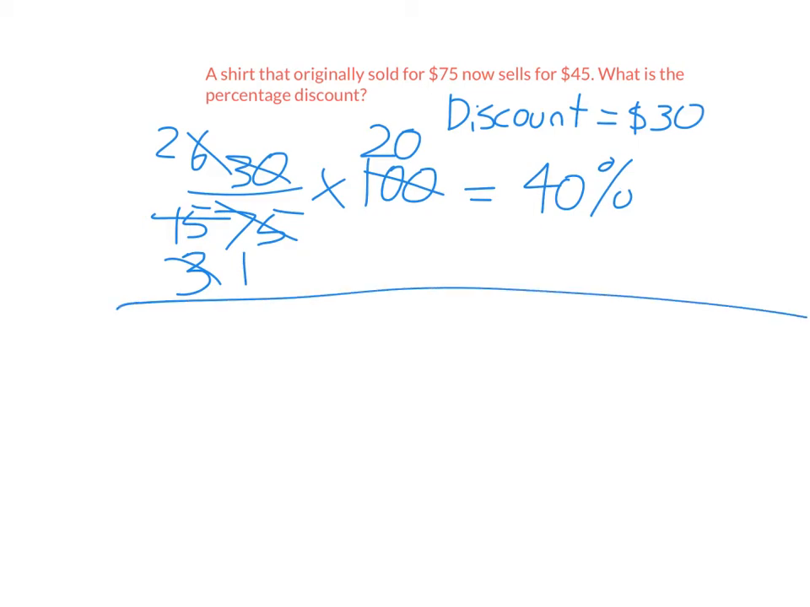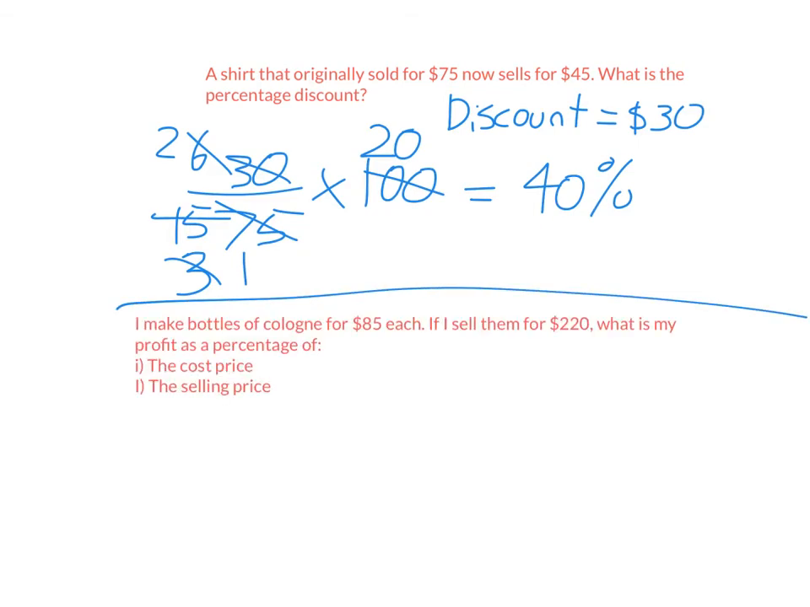All right, let's look at another question. So let's have a look at this question here. So I make a bottle of cologne for $85. I sell each of them for $220, and I'm going to find my profit as a percentage of both the cost price and the selling price. So as I said in a previous video, cost price is what it costs the business to buy or make it. So if it costs me $85 a bottle to make, that's the cost price. The selling price is what the customers actually pay for, how much I sell it for. So $220 is the selling price.